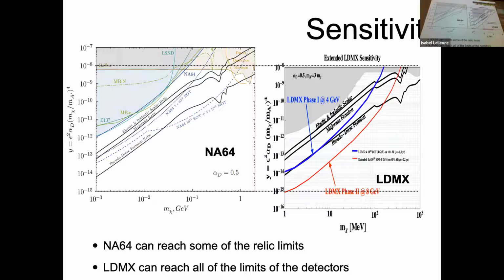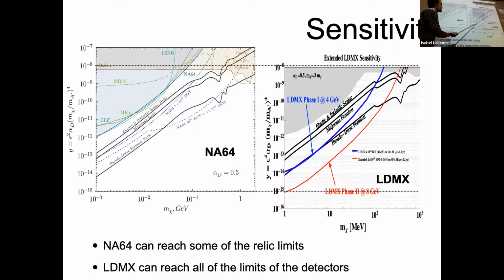With NA64, you can actually replace the beam. You don't need to fire electrons in; you can fire muons in. This is the result if you fire muons in as well as electrons. So you can actually get more sensitive. And here are the LDMX results.